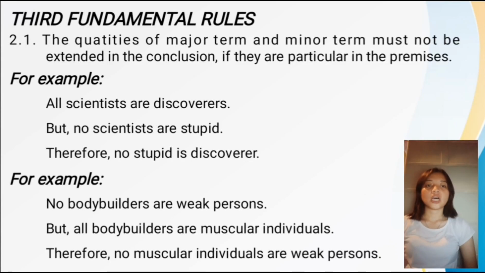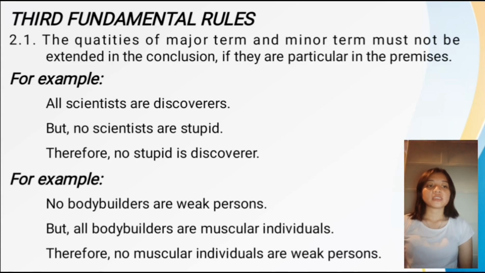This means that the conclusion is making a claim about all members of a category when the premise only provided information about some members of that category. So, for example, all scientists are discoverers, but no scientists are stupid. Therefore, no stupid is discoverer. So, in the example provided, there is a fallacy of illicit process of the major term.